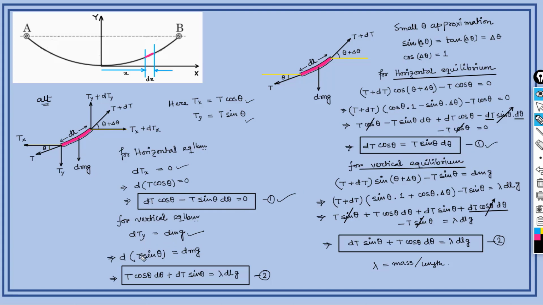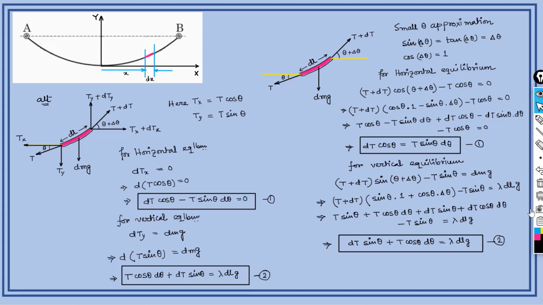So d(T sin theta) is equal to dm into g, and d(T sin theta) is T cos theta d theta plus sin theta dT, that is equal to lambda dl into g, which is exactly the same equation that we have got here. So this is a shorter method to find the same equations, but this is only an alternate way to get those. I hope that up to this, it is clear to you how we have got these two equations by equating the horizontal and vertical forces on this particular body.